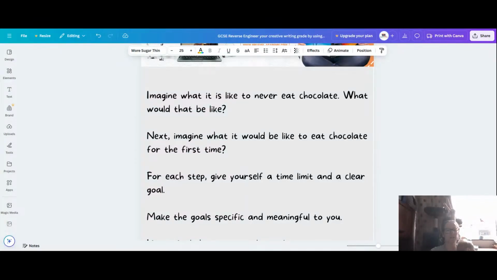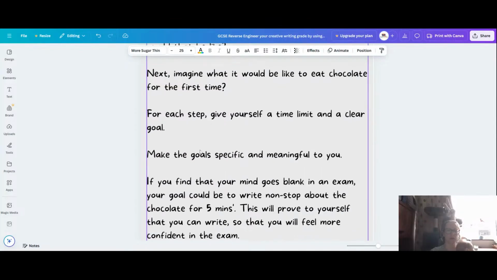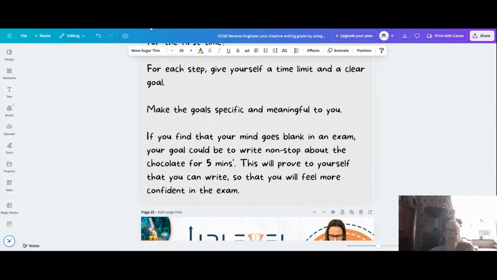For each step, give yourself a time limit and a clear goal. Make the goal specific and meaningful to you. And if you find that your mind goes blank in an exam, your goal could be to write non-stop about the chocolate for 5 minutes. This will prove to yourself that you can write so that you will feel more confident in the exam.